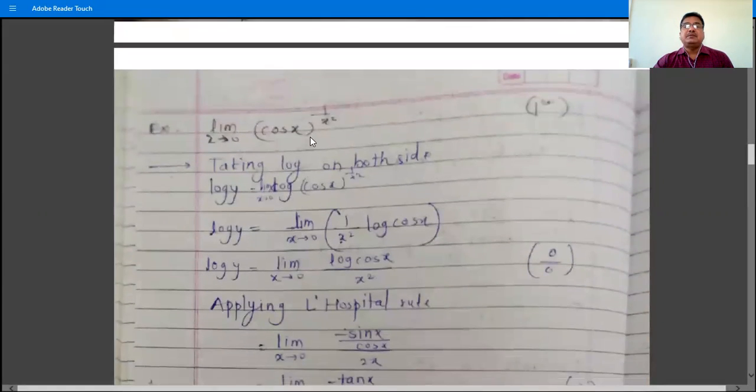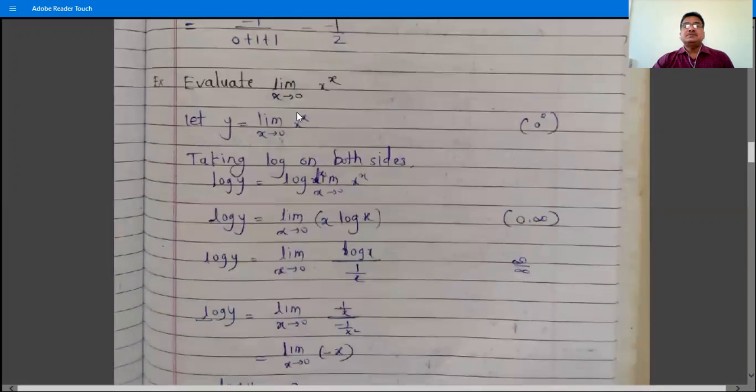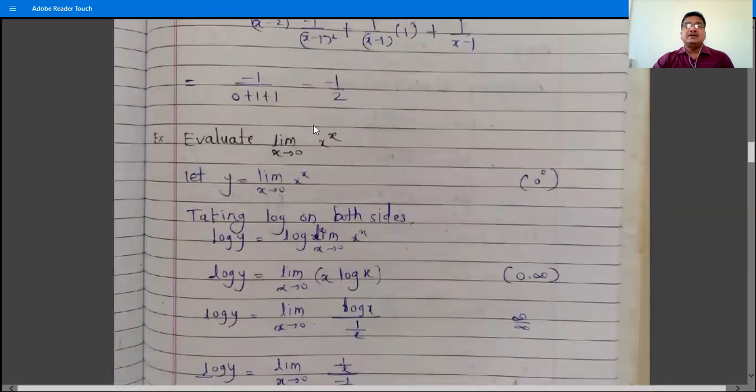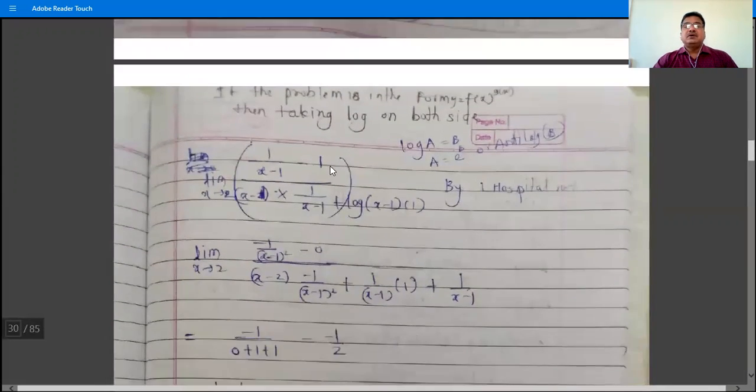For example, the next problem, cos x is the base and it is raised to 1 by x squared. So base and power, f(x) raised to g(x), both are functions of x. And if we substitute limit x as 0, then we have 0 raised to 0, and 0 raised to 0 is the indeterminate form. So such types of examples are solvable by using L'Hospital rule. But what is the step?